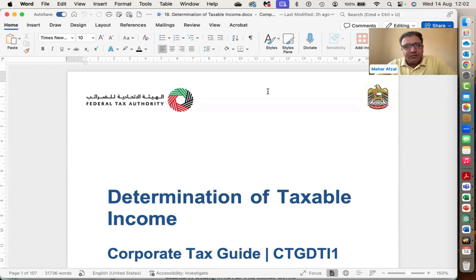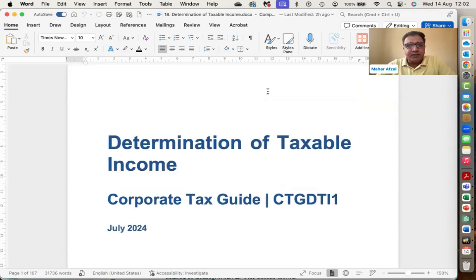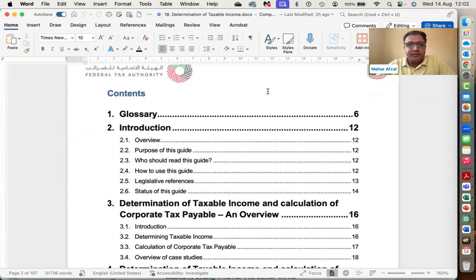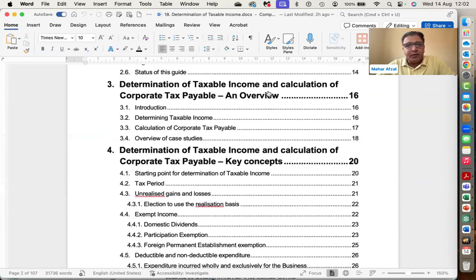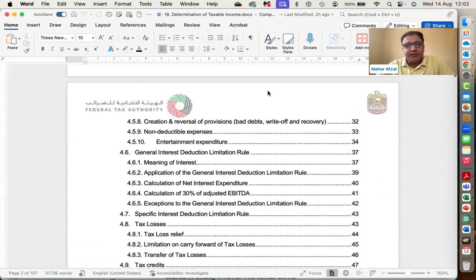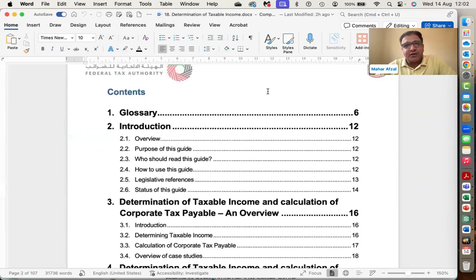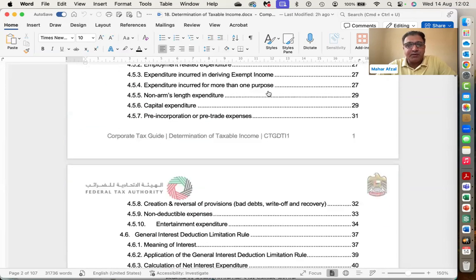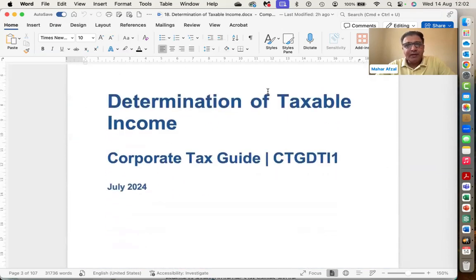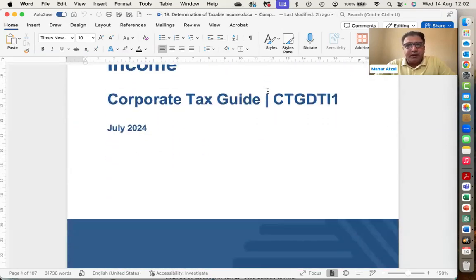What we are discussing today, as you all know, is the latest guide published by the FTA, Determination of Taxable Income. There are 5 sections of the guide: glossary, introduction, overview, key concepts, and at the end, case studies. In the glossary, they have provided, as usual, basic definitions.